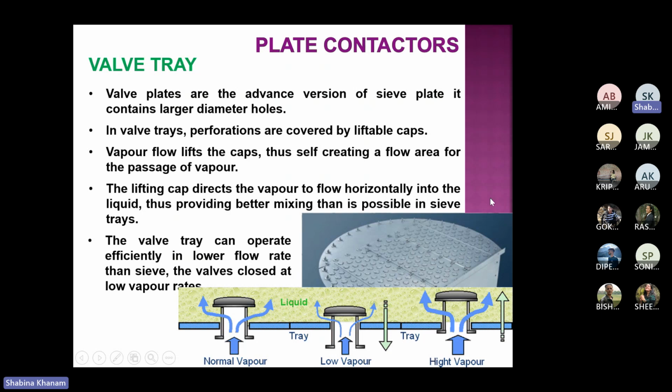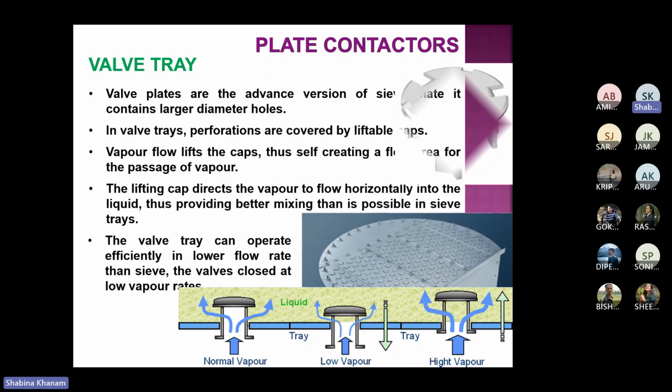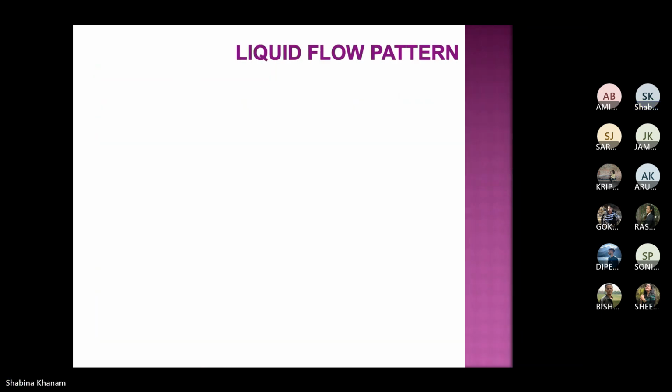Therefore, if the operating condition allows, firstly we should consider the sieve plate, and then valve tray, and then bubble cap. So in this way you can consider the different types of plate contactors, and we will proceed further with the liquid distribution, or liquid pattern over the plate.